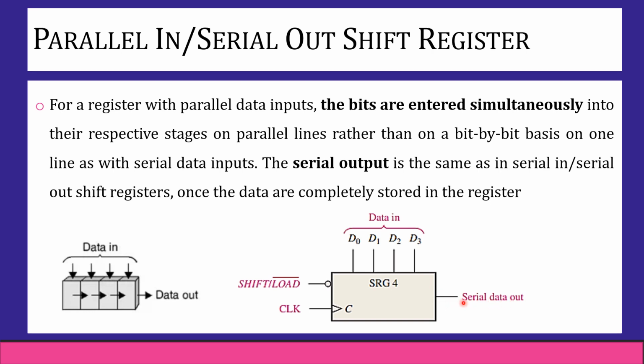So once the data are completely stored in the register, then the data can be shifted out serially, one bit after another. In the case of PISO shift register, all the bits are entered simultaneously onto the respective flip-flops through the parallel lines, and they are outputted through the single serial output line.